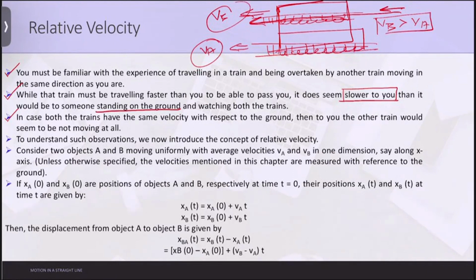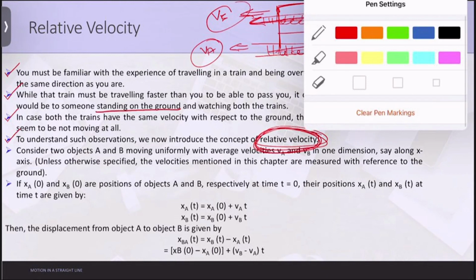So in case both the trains have the same velocity with respect to the ground, then to you the other train would seem to be not moving at all. To understand such observations, we now introduce the concept of relative velocity. That is why we introduced a concept called relative velocity. Let us try to understand this.